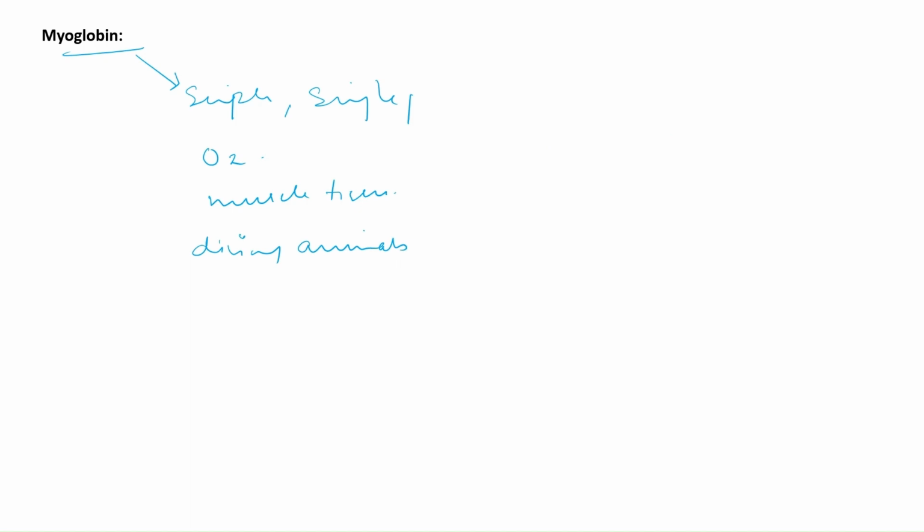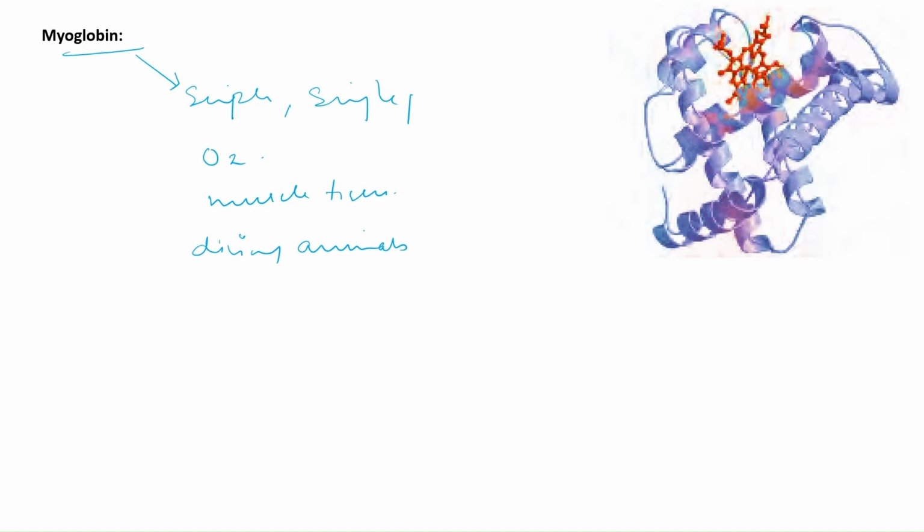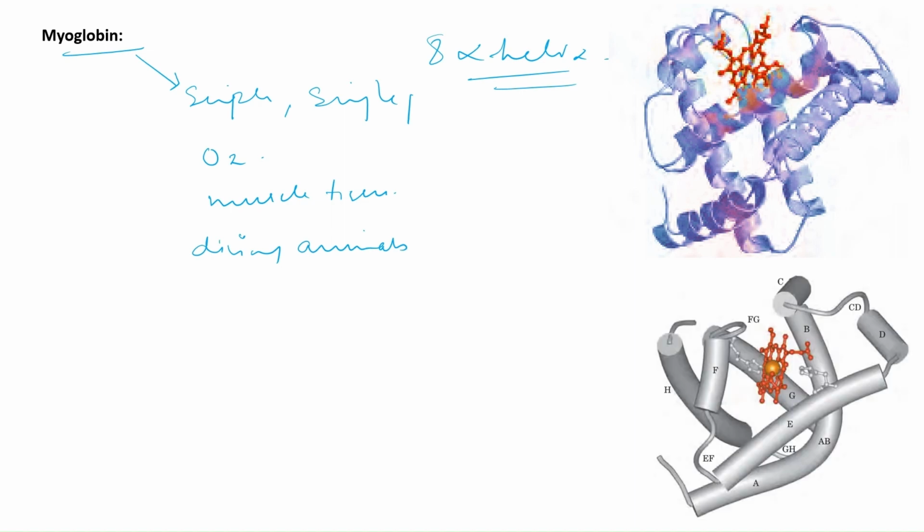Now, in the last video, if you remember, we studied the structure of myoglobin. That myoglobin consists of 8 alpha helices connected by bends. Now, this structure is the lower structure where each alpha helix has been denoted alphabetically. In these helices, the important helix that you have to remember is His 93, or we can say His F8. That means the 8th position in the F alpha helix.